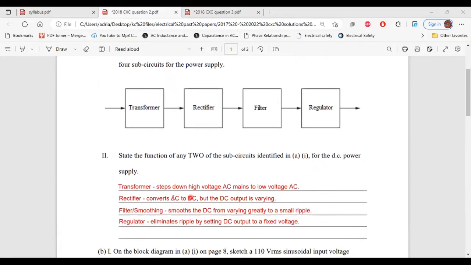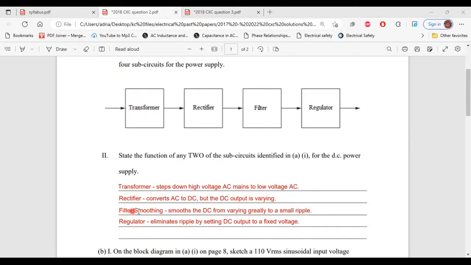For part two, it says state the function of any two of the subcircuits identified in A part one for the DC power supply. All right, so instead of stating the function of any two, I went ahead and stated the function for all of them. So for the transformer, it is used to step down high voltage AC mains to low voltage AC. For the rectifier, it is used to convert AC to DC, but the DC output is varied.